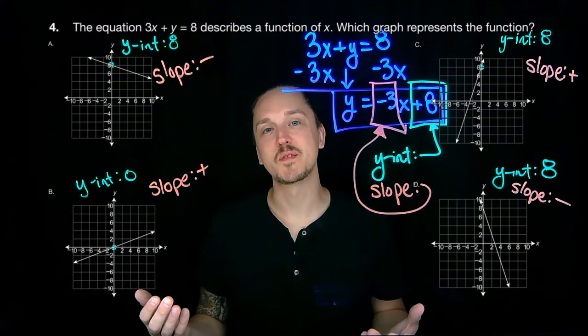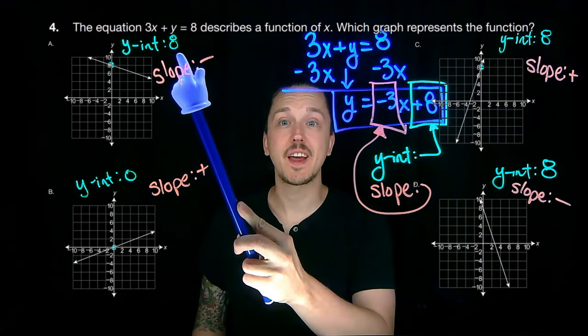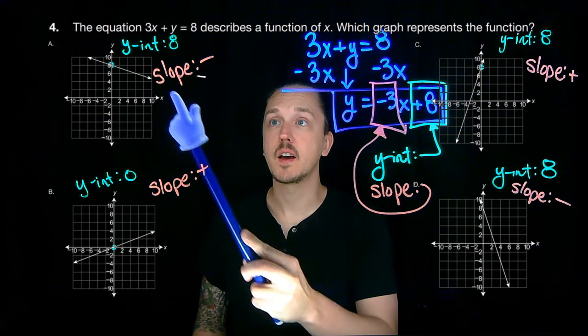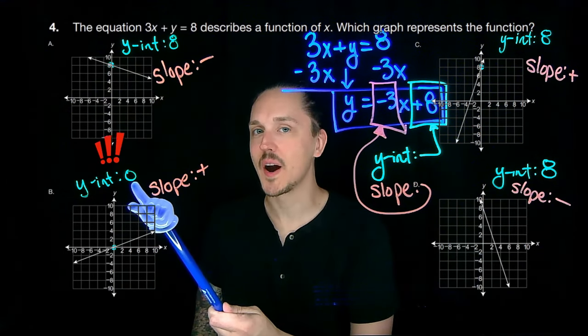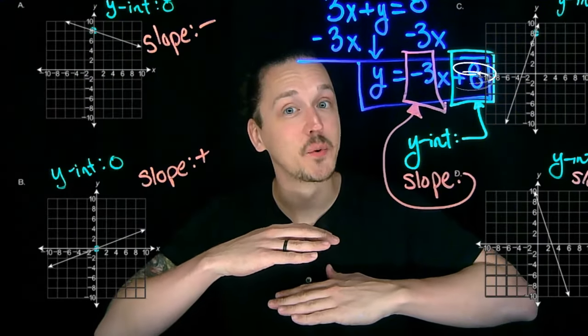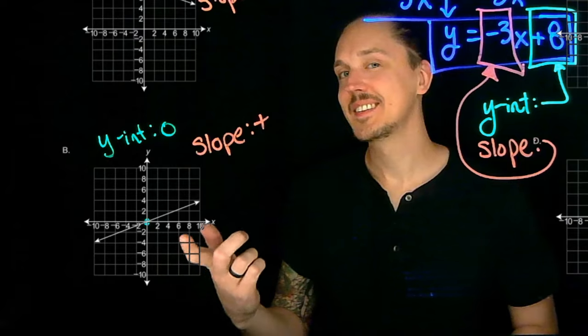All right, now let's use this information to narrow down our choices. Option A has a y-intercept of 8 and a slope that is negative, so it could still be A. And look, option B has a y-intercept that is 0, which is not equal to 8. So we know it can't be option B. Let's cross that option out.